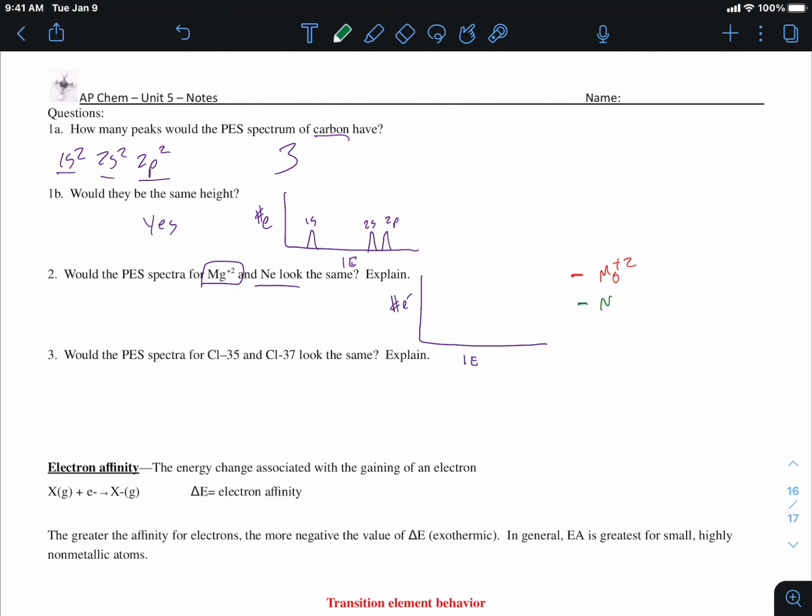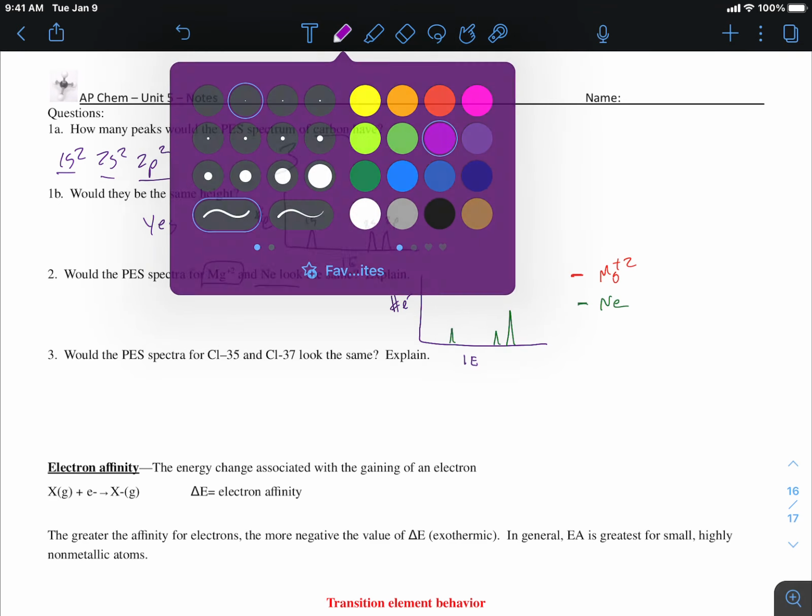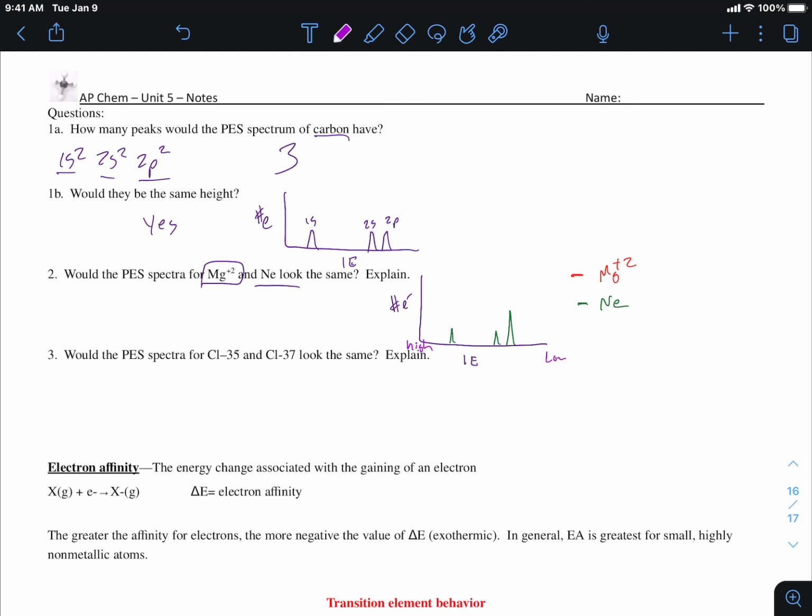So let's just do a color-coded chart here. Okay, so neon: 1s2, 2s2, 2p6. There's neon in green. Magnesium, with a greater effective nuclear charge, more protons. Remember that we said that high energy is to the left and low is to the right. So therefore, since it's a stronger pull on all of its electrons and subshells, we're going to see a shift. Greater energy to remove electrons from the magnesium ion than from the neon atom. That makes sense, guys? Okay.